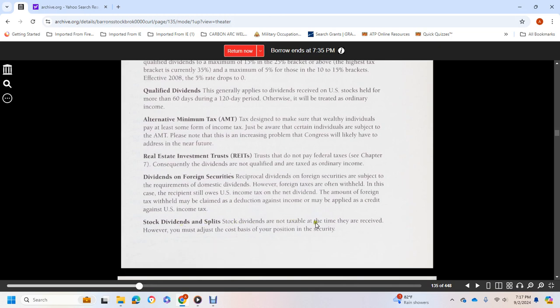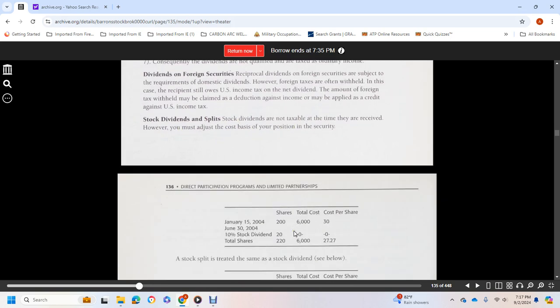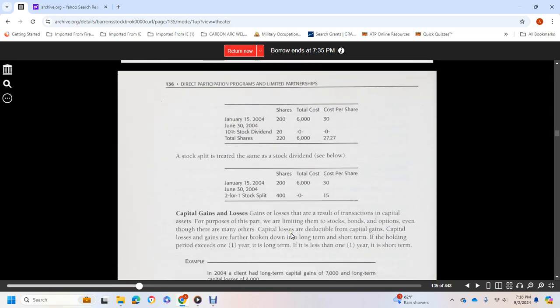Stock dividends and splits. Stock dividends are not taxable at the time they are received. However, they must be adjusted against the cost basis of the security. A stock split is treated the same as a stock dividend.